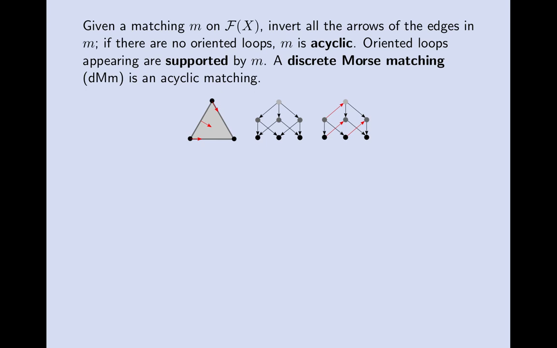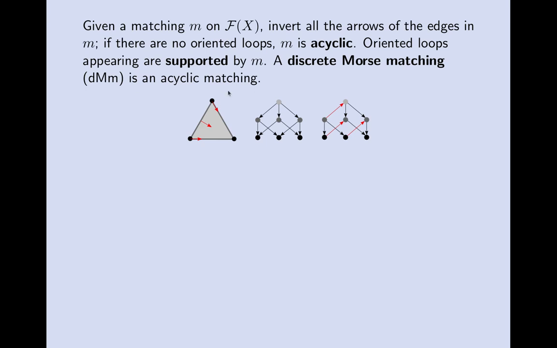If this does not create any oriented loop inside the phase poset, then we say that M is acyclic, or also that M is a discrete Morse matching on X. On the other hand, if after reversing the orientation of the edges of a matching, we do obtain some oriented cycle in the phase poset, we say that these cycles are supported by the matching M. And of course, in this case, M is not a discrete Morse matching.